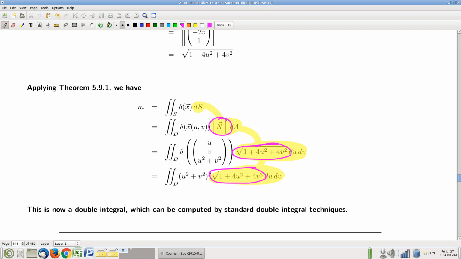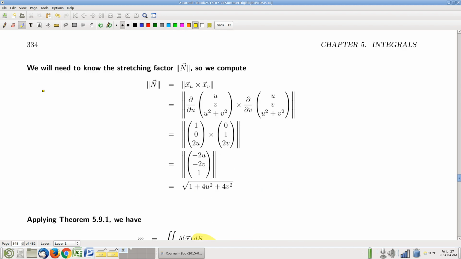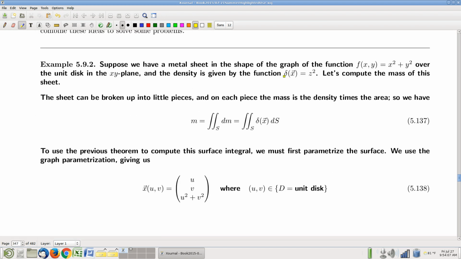Okay, next, how does our density function develop? Well, let's see here. We've got to go back and remember what this density function is. Here we go. The density is z squared. So you're going to write down z squared.